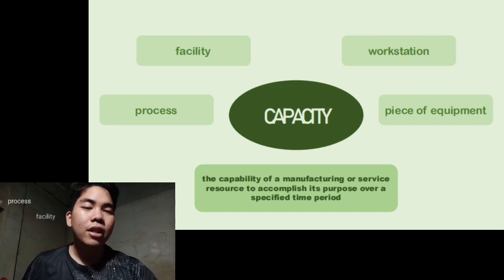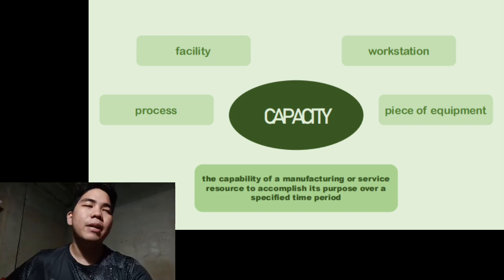Capacity in process, facility, workstation, and piece of equipment. For example, sa isang factory, kada workstation doon may kanya-kanyang inaatas na gawain. For example, sa isang donut factory, meron doon taga-bake or taga-gawa muna ng harina niya, tapos hinahalo. And then pagkatapos doon, yung isang station naman is huhulmahin siya na parang bilog. And then papasok sa isang makinarya na yun naman yung magdadrop ng donut sa mantika para maprito. And then next nun, tagabaligtad naman.